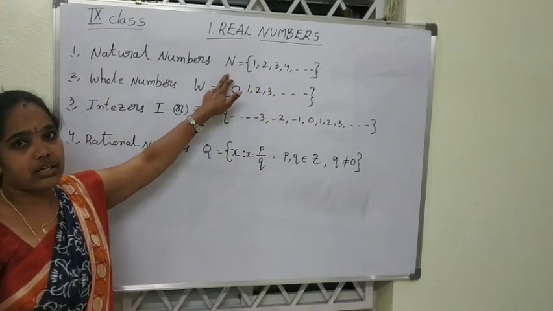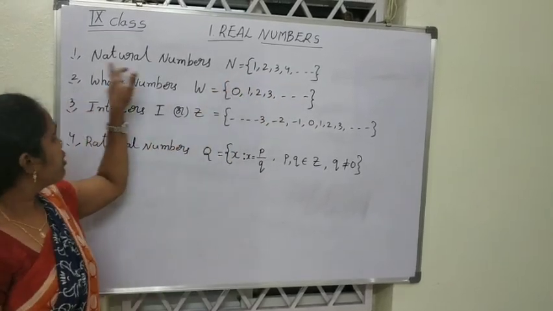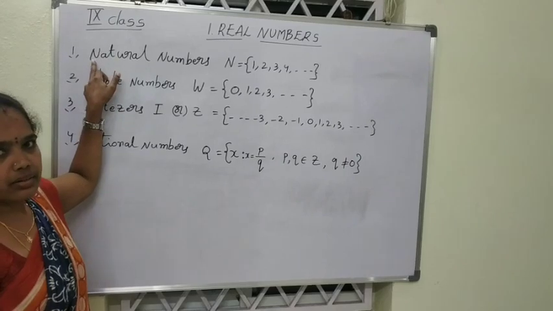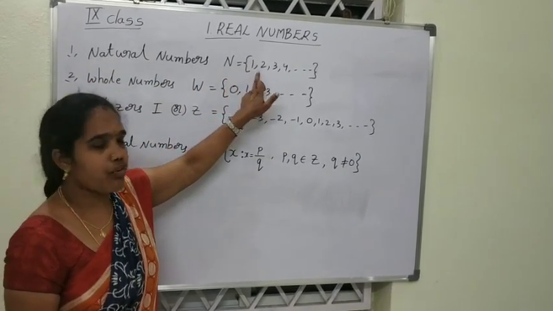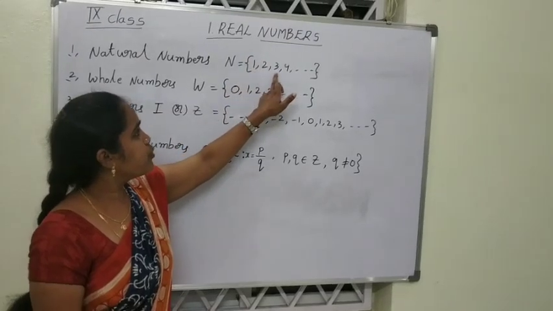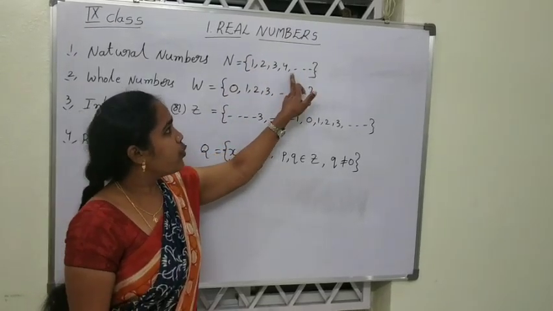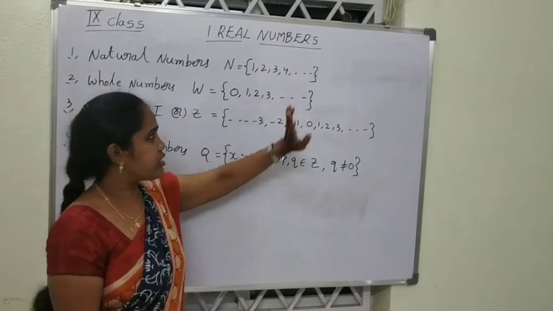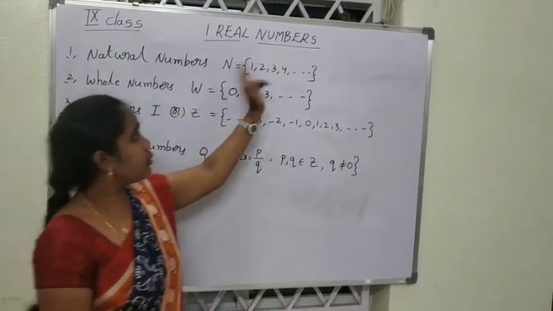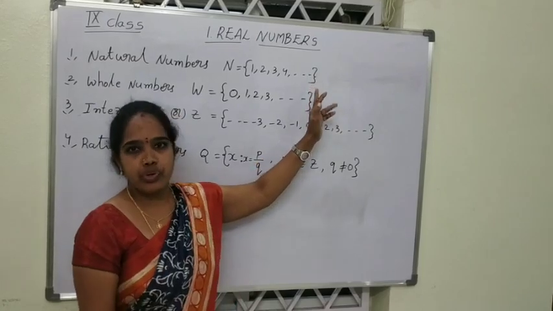Natural numbers are denoted by which letter? Capital N, because the starting letter is N. In set form, it is the set of 1, 2, 3, 4 and so on. Only keep 3 dots, no need to keep more dots. Now, in the natural numbers, 2 more points we have to learn.